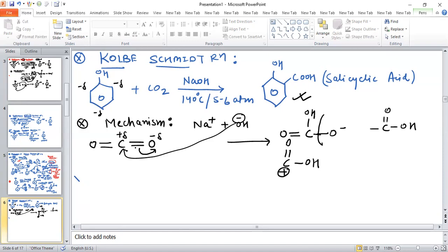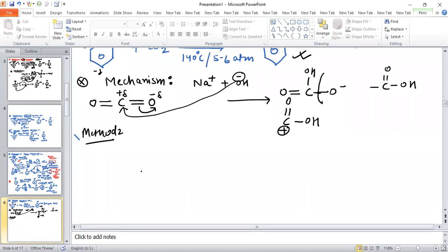See another possibility. There is another possibility, method number 2. What is basically method number 2? The mechanism for this reaction. We have OH group.